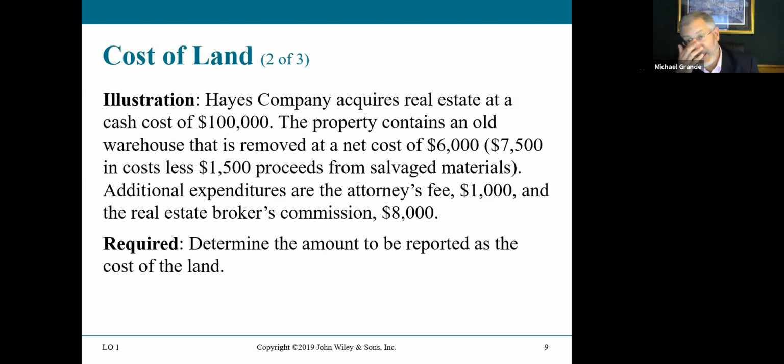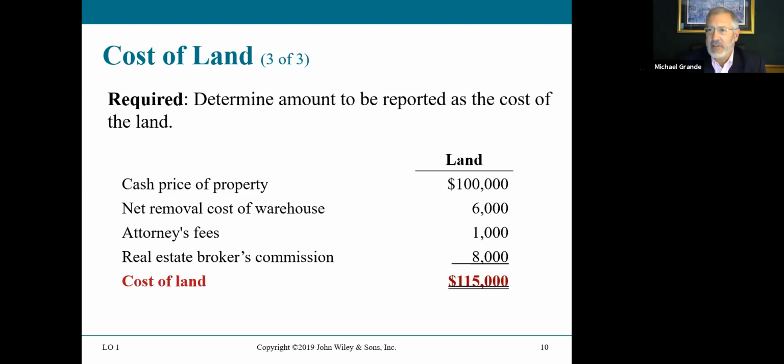Here's an illustration. Hayes Company acquires real estate at a cash cost of $100,000. The property contains an old warehouse that is removed at a net cost of $6,000. Additional expenditures are attorney's fees and real estate broker's commission. Determine the amount to be reported as the cost of the land. Remember, getting it ready for its intended purpose. There's the cash price of $100,000 plus the net removal costs, attorney's fees, again associated with acquisition, and real estate broker's commission, again associated with acquisition. Cost of the land is $115,000.